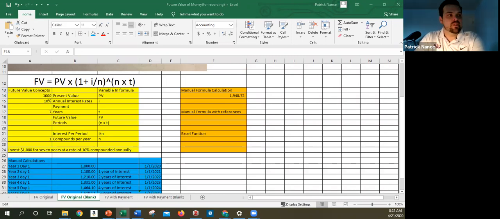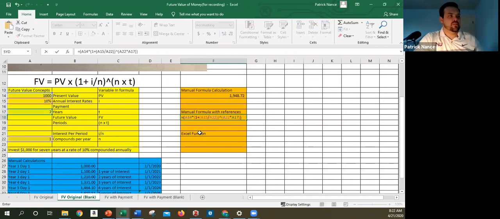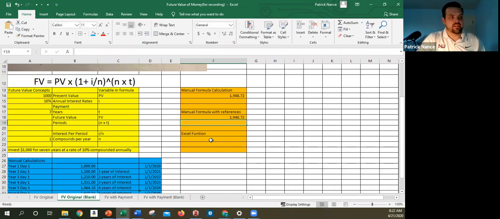So if I build this with references instead of with numbers, so that this becomes effectively a future value calculator, I could say equals A14, that's my $1,000, which is my present value, times 1 plus interest, 10%, it's A15 divided by A22, raised to the power of A22, which is n, times t, which is A17. And it should give me the exact same amount.